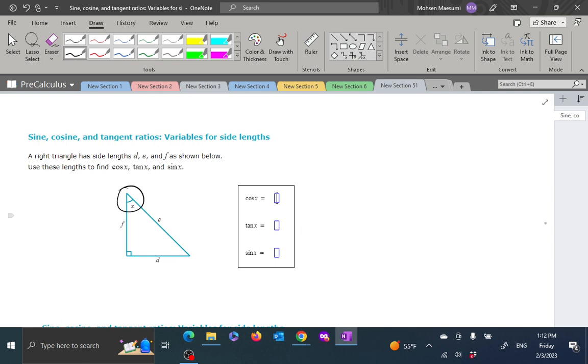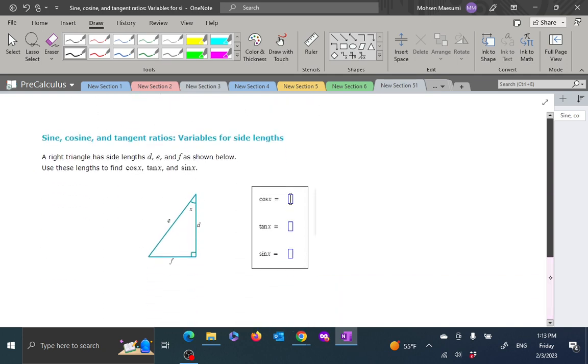So cosine is the ratio of this, which is going to count as its adjacent, and this is going to count as its opposite. Hypotenuse doesn't matter which angle you're looking at. So cosine is going to be its adjacent over hypotenuse, and tangent is going to be its opposite over adjacent, and sine is going to be its opposite over hypotenuse. If you have another example, it looks like we do.